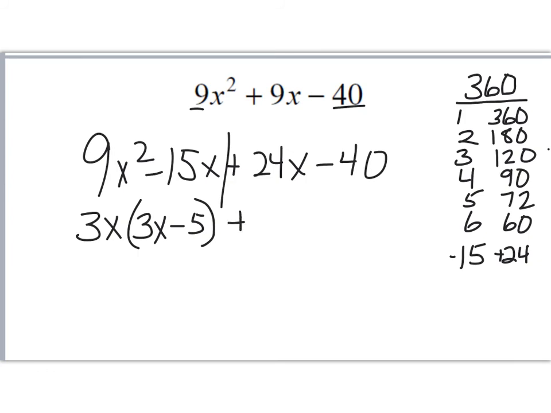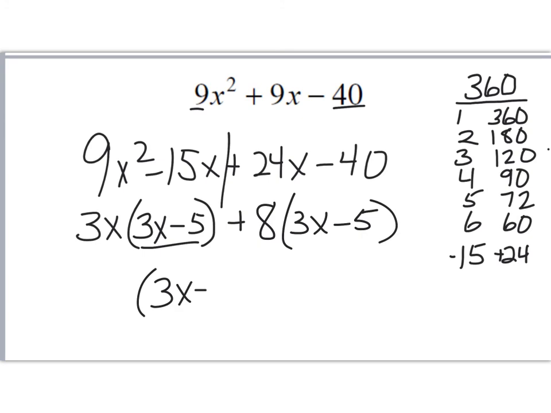Plus, greatest common factor of 24 and 40. Now, if you're sitting here going, I have no idea, use that first parentheses as a help. What times 3 would give you 24? What times 5 gives you 40? Oh, that's an 8. That's probably your greatest common factor. 8. And then 8 times what is 24x? 3x. And 8 times what is -40? -5. So here we go. 3x minus 5. And then a 3x plus 8. Bam.